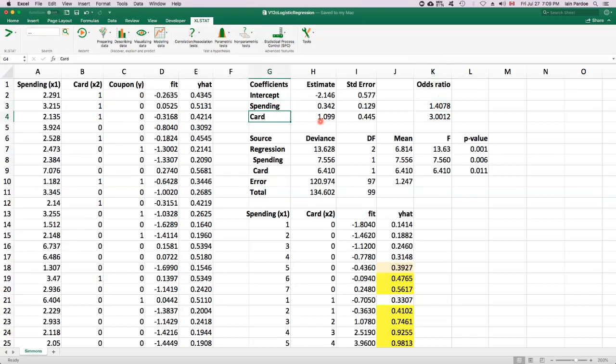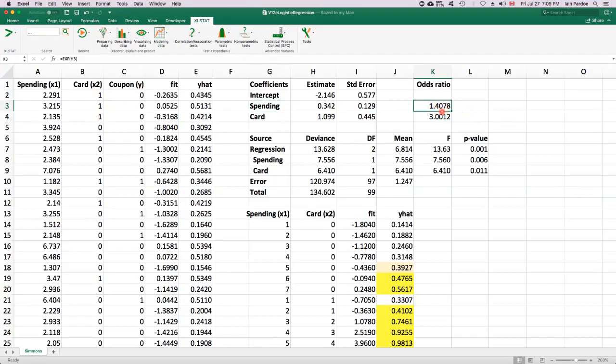Okay, so essentially we're comparing two different types of customer. Let's say they both have a store credit card. One has an annual spending of $3,000. The other one has an annual spending of $2,000. The one with the annual spending of $3,000 will have an increased odds of using the coupon of 1.4078 times over the other customer that had only $2,000 spending.